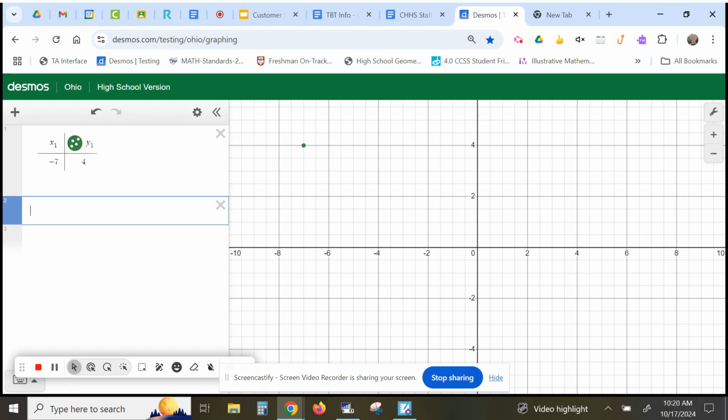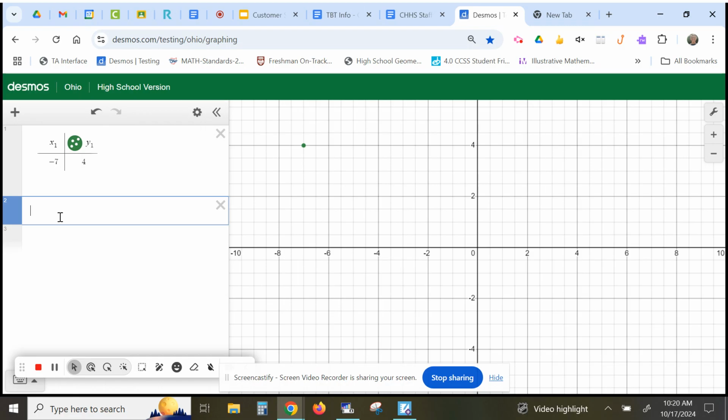Okay, now remember last year, if you had 2 points, you could put them both in the table, put your secret formula in, and you can get your m and your b, right? Now the problem is we only have 1 point, correct? So we can't put another point in, so we're going to drop down to the next row. So not in the table, in a whole brand new row. Click there. We're going to put our secret formula.